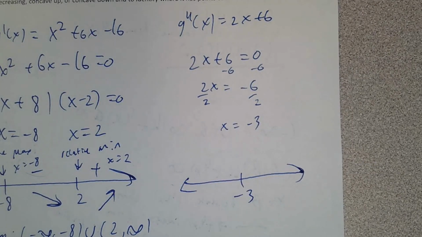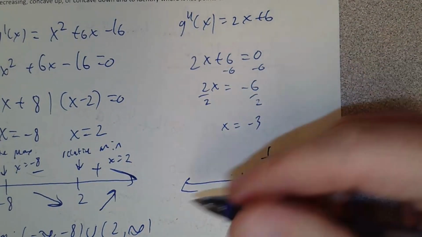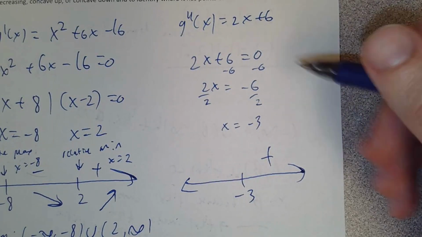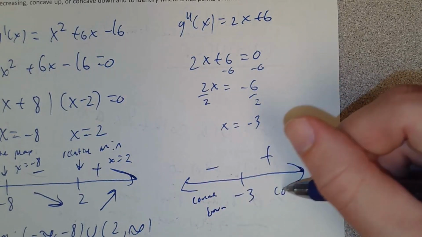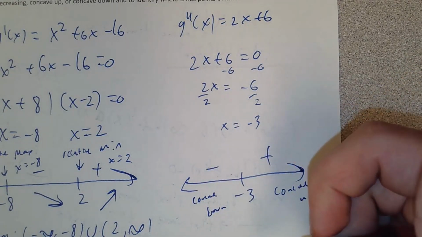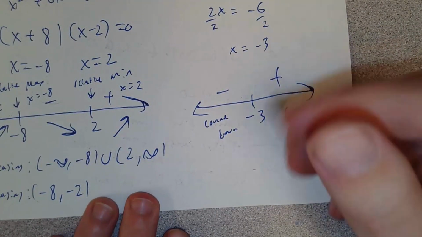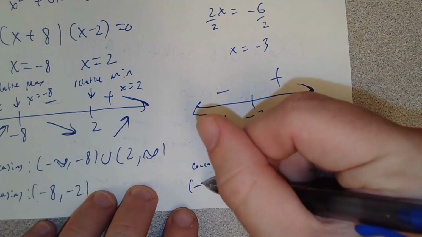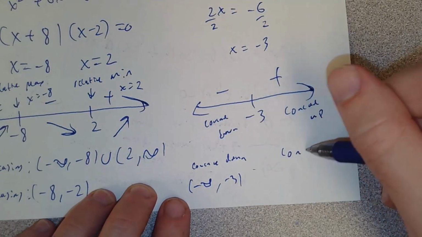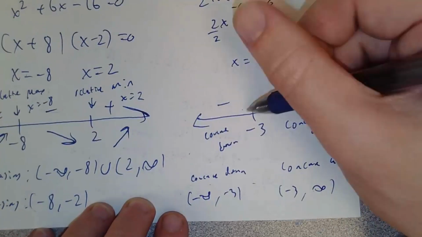Test the point. We are going to put in like a 5 into this. 2x plus 6 is going to be positive, easy, and then like a negative 4. Easy, it is negative. So this is concave down, concave up. So we're concave down from negative infinity to negative 3, concave up negative 3 to infinity, and then this would be an inflection point right here.